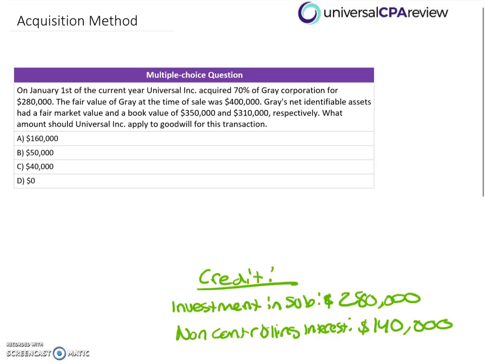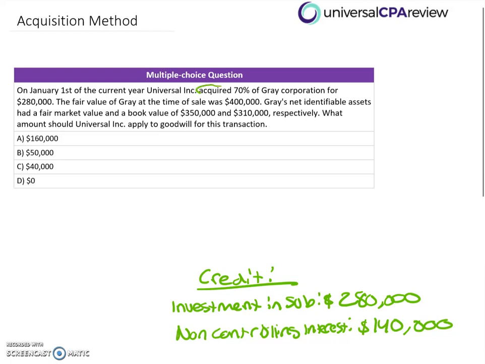So when attacking an acquisition method type question, what I suggest is always going through the journal entries. And when doing this, I would always start with our credit journal entries. So this is always going to start with our investment in the subsidiary, which is going to be the $280,000, and the rest is going to be applied to our non-controlling interest. So this is going to be the portion of the investment that we are not going to own.